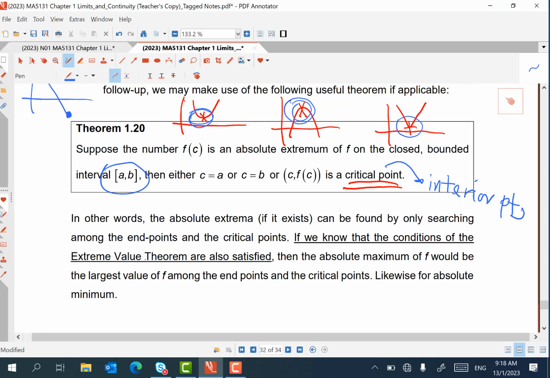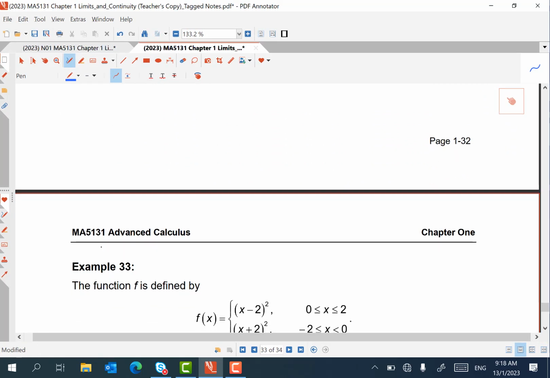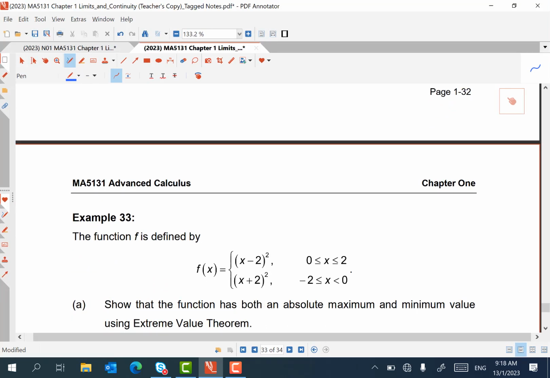Okay, let's turn over to do example 33. In example 33, you are given a piecewise function. Maybe you can spend the next 10 seconds to sketch this graph, to see how the graph looks. Give us a chance to sketch the graph, and then we can compare.